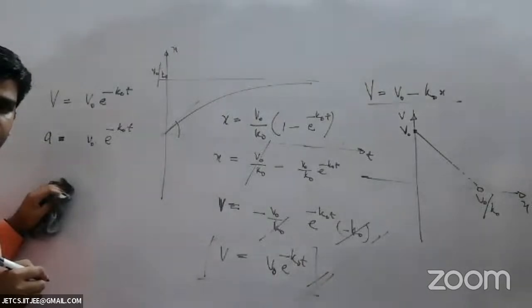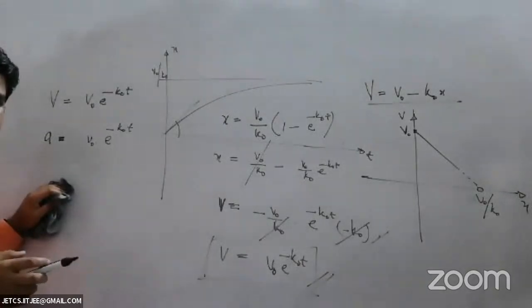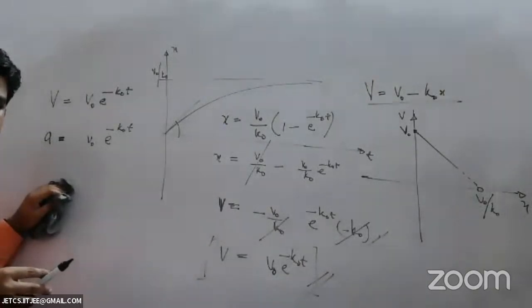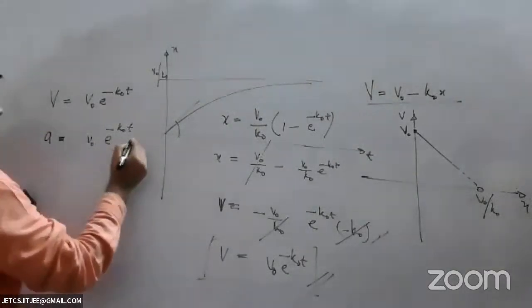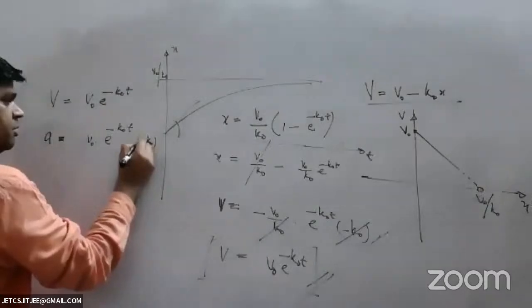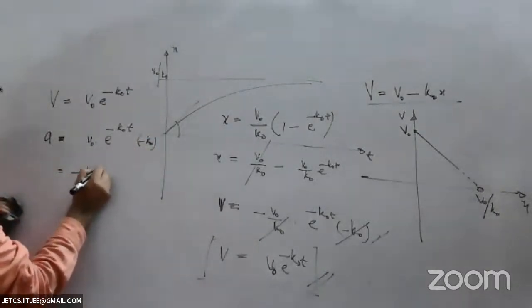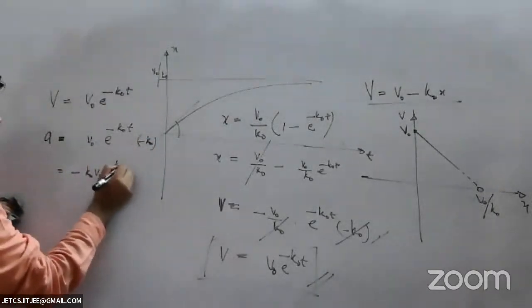Derivative of e power minus k naught t. Minus k naught. Not minus k naught? e power minus k naught t. Right, thank you. So I get minus k naught v naught e power minus k naught t.